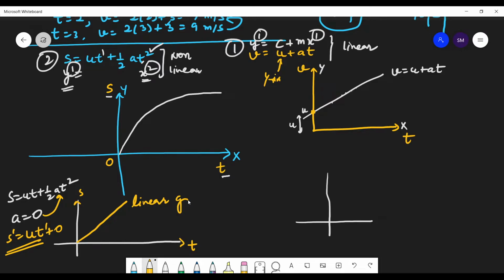A equal to 0 means velocity is constant. There is no change in velocity. This is the meaning of acceleration. Acceleration is the rate of change of velocity. If acceleration is 0, it means there is no change in velocity.